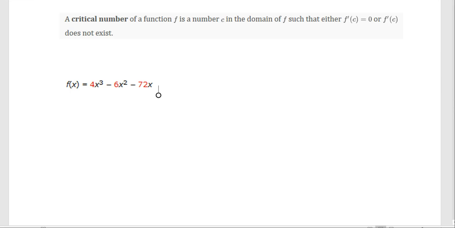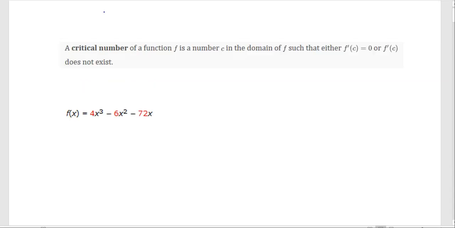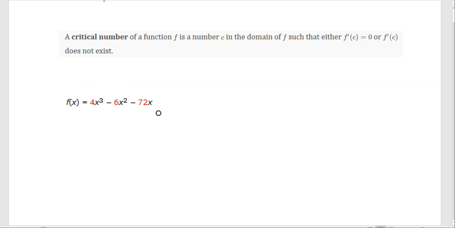So if it's equal to 0, hold on, my little thing went crazy here because it does that a lot. All right, so if the derivative is 0 or undefined, or it doesn't exist, right? So first thing we do is need to find the derivative. So in this case, that's going to be what? 12x squared minus 12x minus 72.